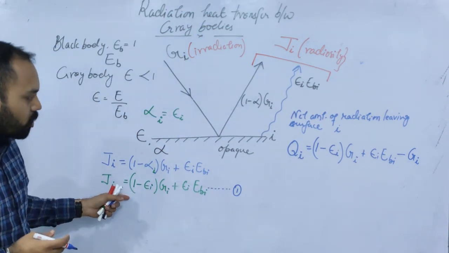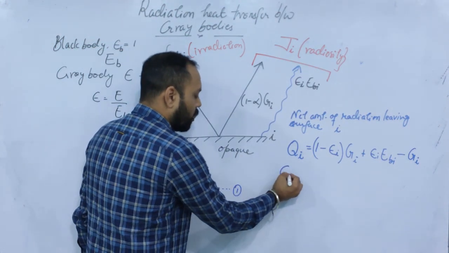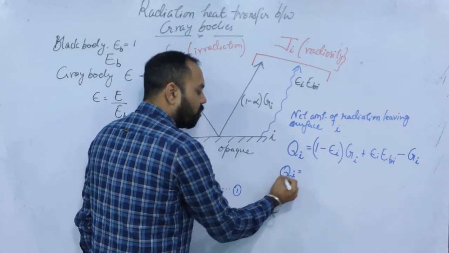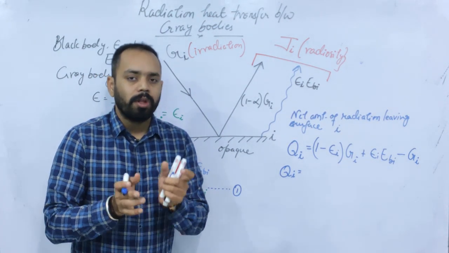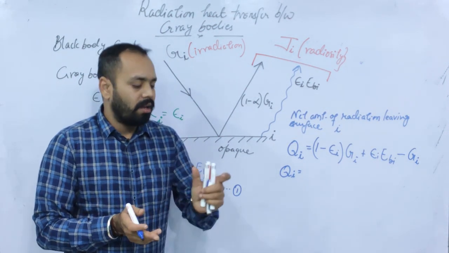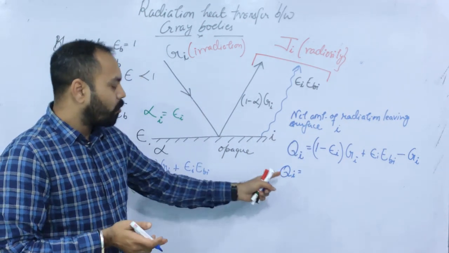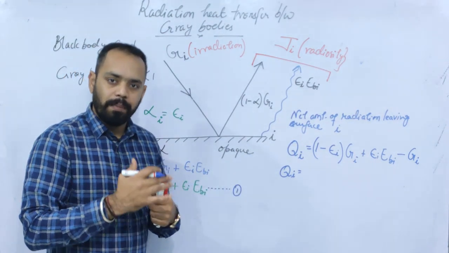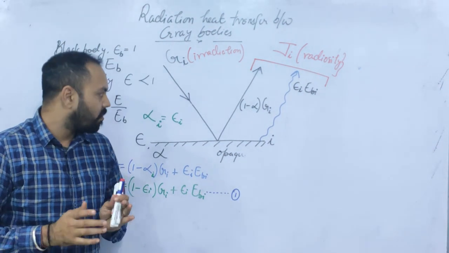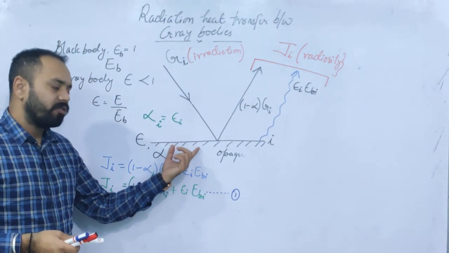Now use this equation and this equation to write the value of Qi. If you have studied the basics of heat transfer in conduction as well as convection, we always try to write the heat rate in the form of potential by resistance. So please try to write this Qi by using the two equations in the form of potential by resistance. Okay. So students, this is how you can write the value of radiosity for the surface I.